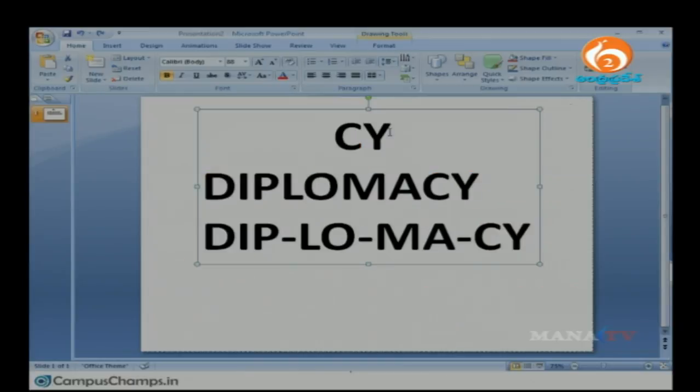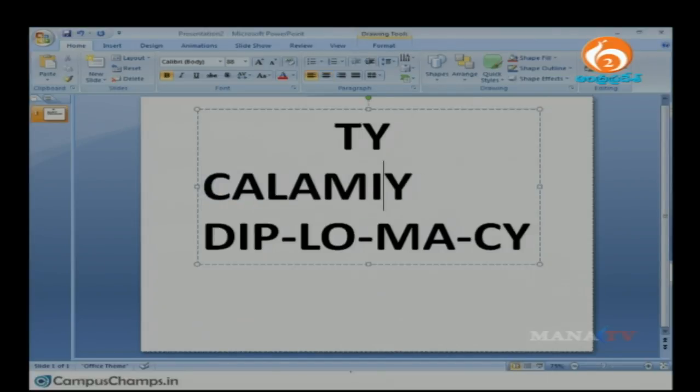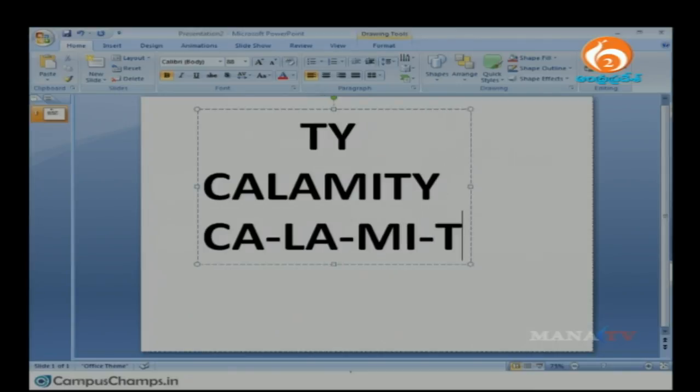The next one is TY. Any word that ends with TY. For example, calamity. Let me break it. Calamity. Now, why am I saying calamity with the stress there instead of elsewhere? Because my stress has to be on the third last. Alright. So any word that is ending with TY, the stress will be on the third last syllable. Clear?